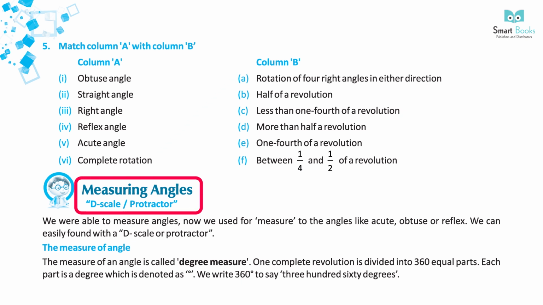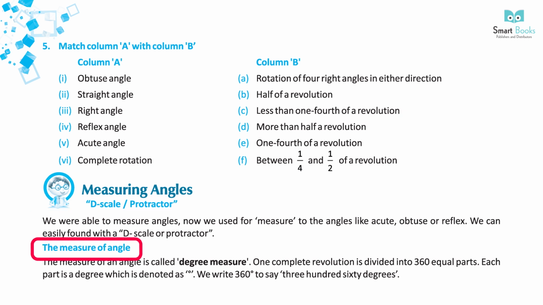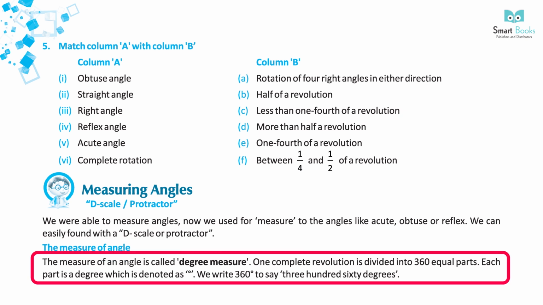Measuring angles. D-shaped protractor. We are able to measure angles. Now we use it to measure angles like acute, obtuse or reflex. We can easily find them with a D-shaped protractor. The measure of an angle is called degree measure. One complete revolution is divided into 360 equal parts. Each part is a degree, denoted by the degree symbol. We write 360 degrees.